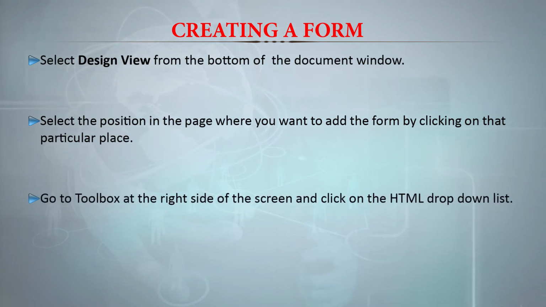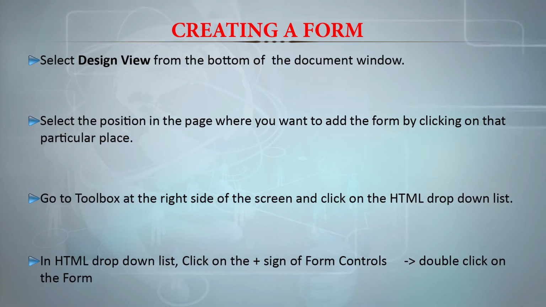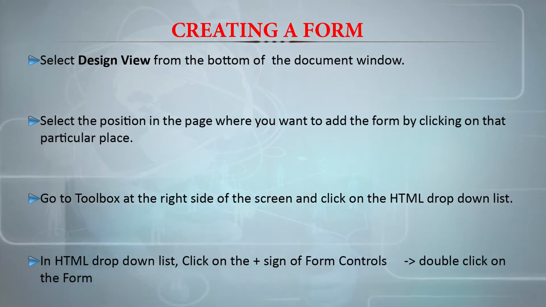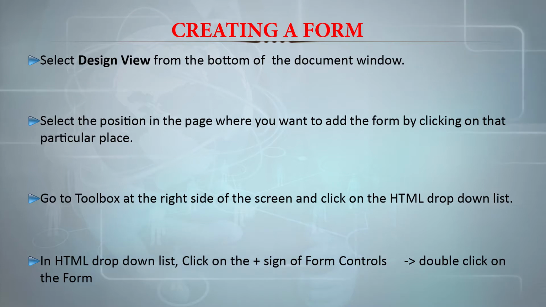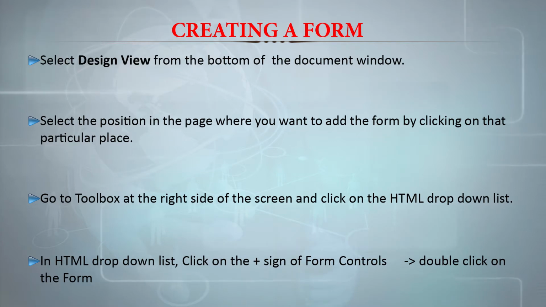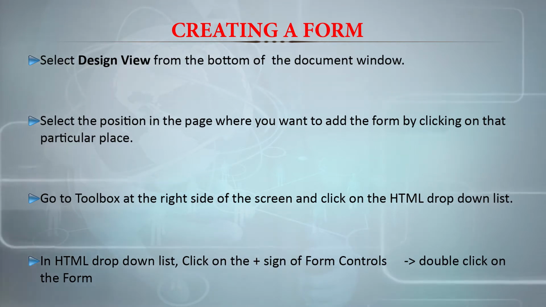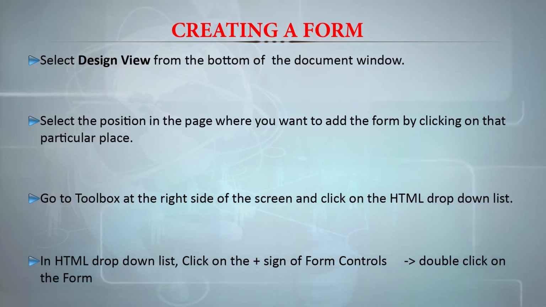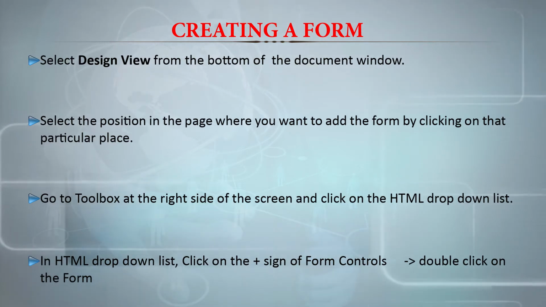Go to toolbox at the right side of the screen and click on the HTML drop down list. In HTML drop down list, click on the plus sign of form controls. Double click on the form after you click on the plus sign of form controls. Basically what will happen is the plus sign stands for addition, and you will get many controls and you select the form on it. So when you double click on the form, then the action will start. That is when the form gets created.